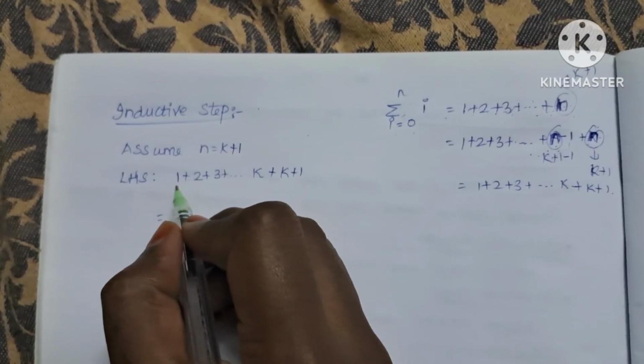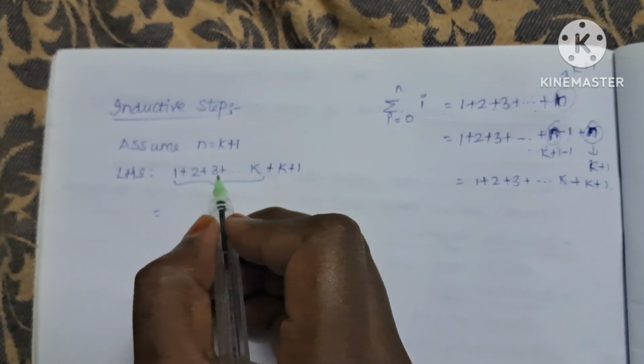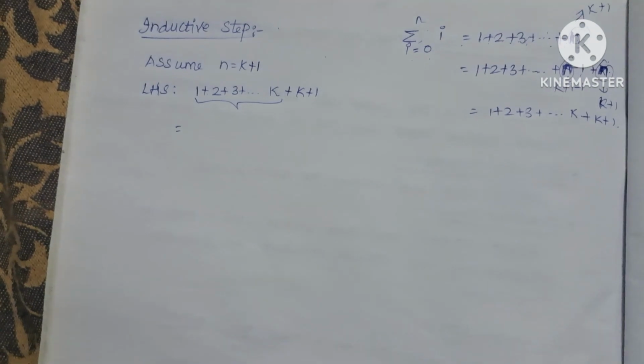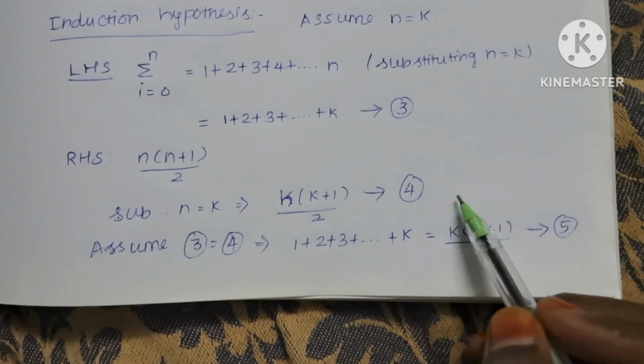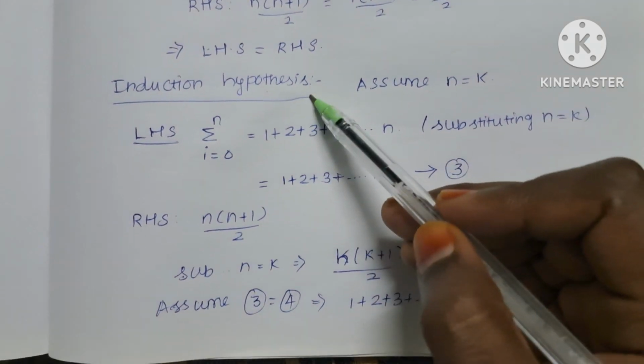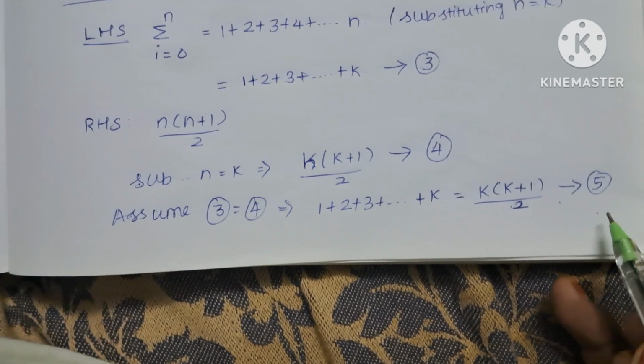Here we already know that 1 plus 2 plus 3 plus up to k is equal to k into k plus 1 by 2 by induction hypothesis. So we are going to substitute this equation 5.